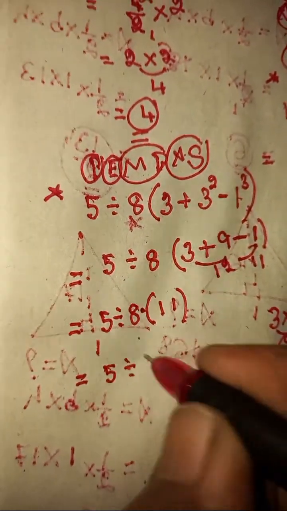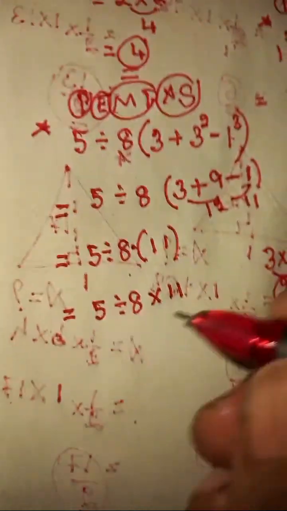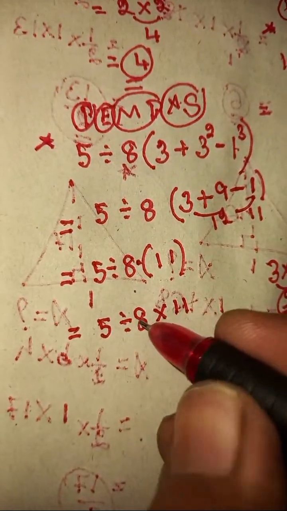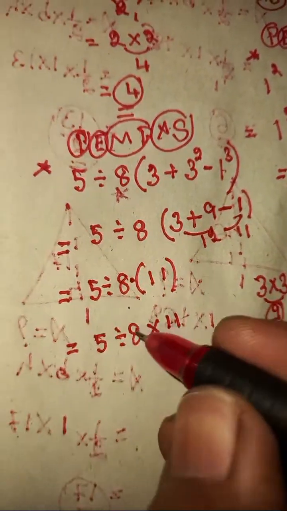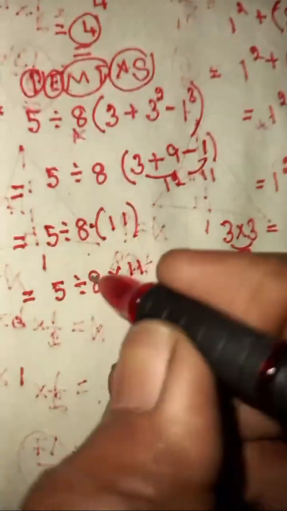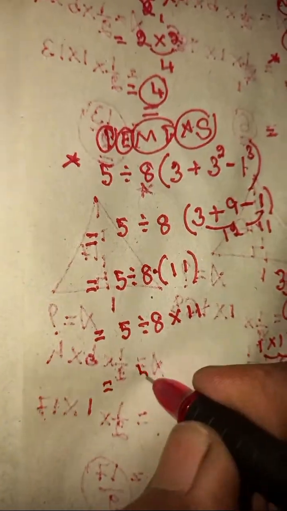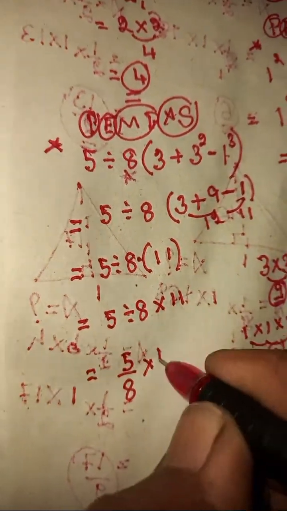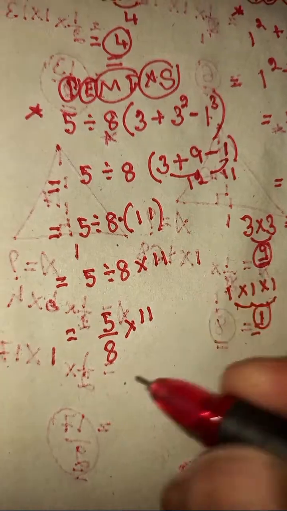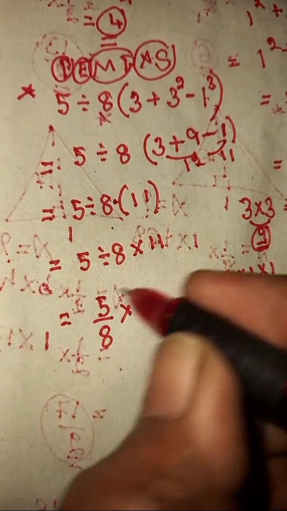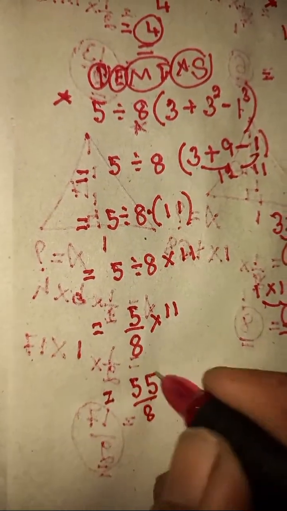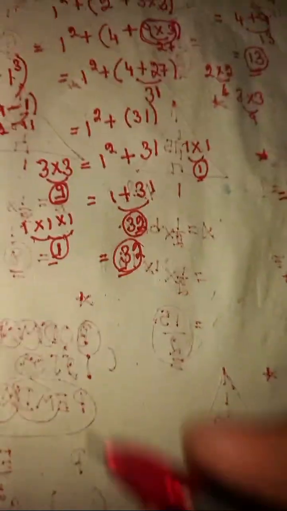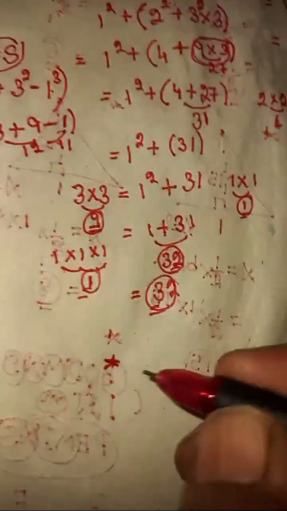5 divided by 8 times 11. Dividing and multiplying both have equal weightage, equal importance. So take this one first, that is 5 by 8 times 11. You cannot divide 8 and 11, so multiply these two. 5 times 11 is 55. 55 by 8.